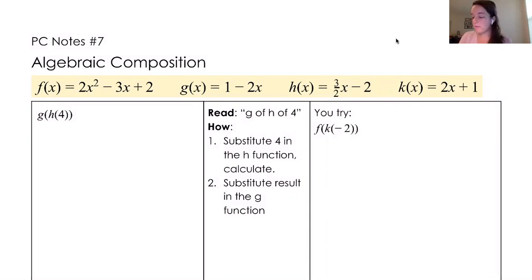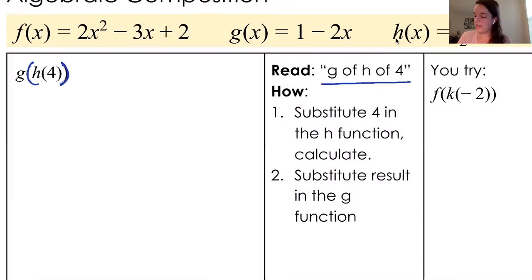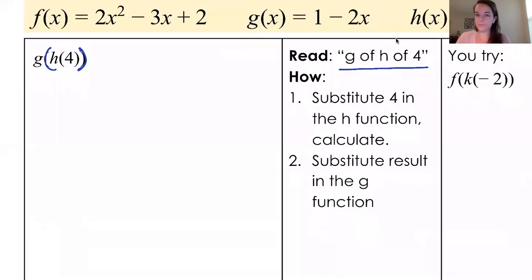So if you remember from last week, this function here is read g of h of 4. Right? So we don't want to say the word parenthesis out loud. We read g of h of 4. And what we're going to do is substitute 4 into the h function. So we're going to start with the inside here, substitute 4 into the h function, and then calculate that. And whatever we get, the result, we're going to take the result and substitute it into the g function.